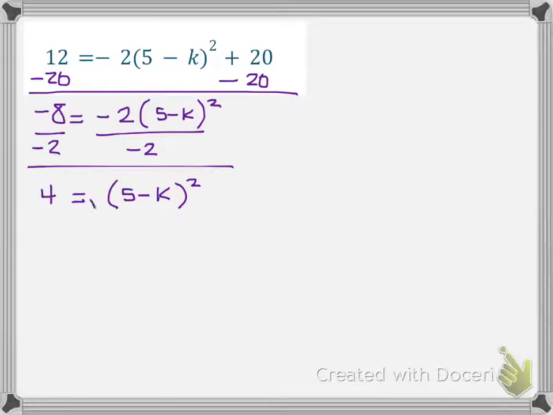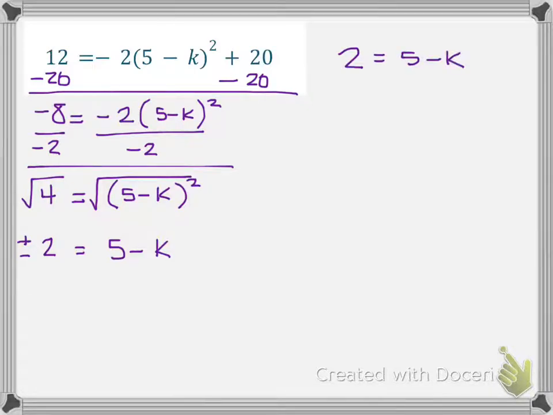Now I can take the square root to undo the exponent. So I get a plus or minus 2 is equal to 5 minus k. And then I have two different possibilities here, right? I could have a positive 2 is equal to 5 minus k. And I could have a negative 2 is equal to 5 minus k. And we just solve for both.